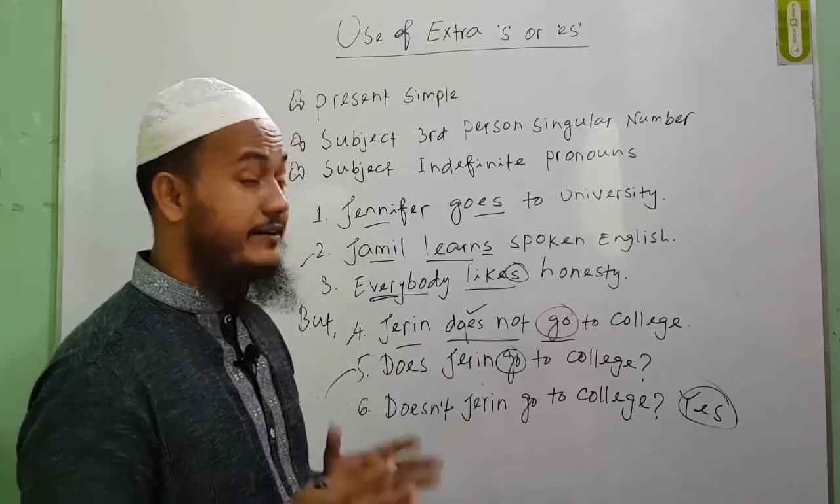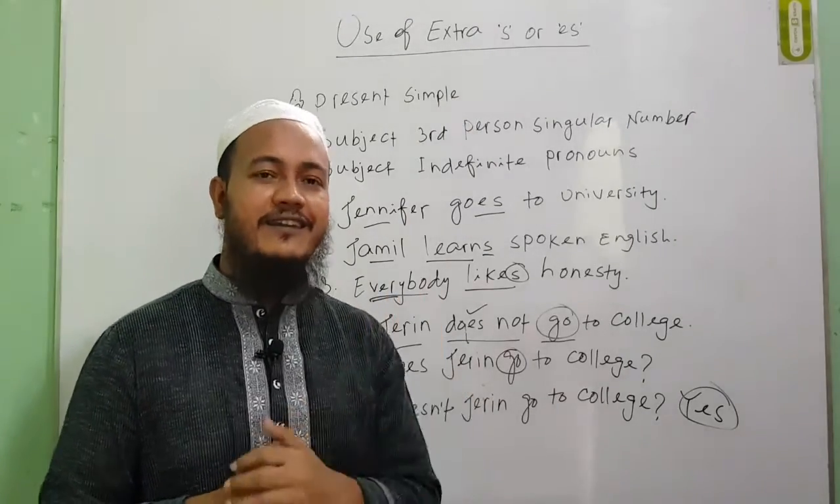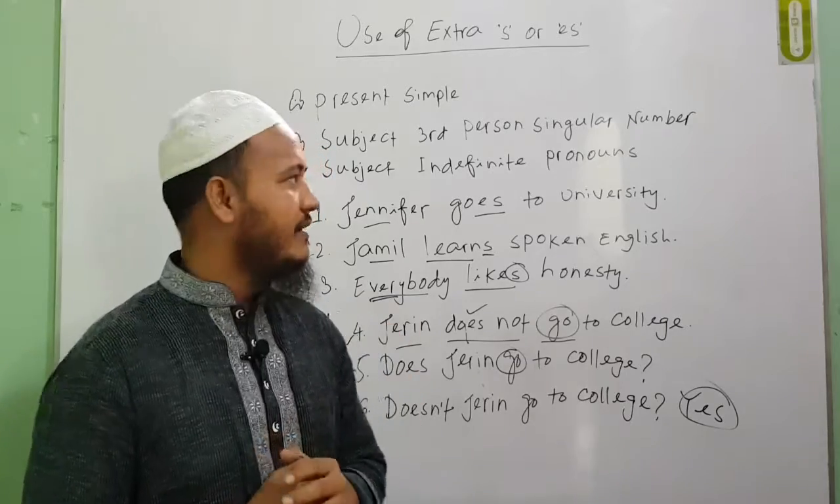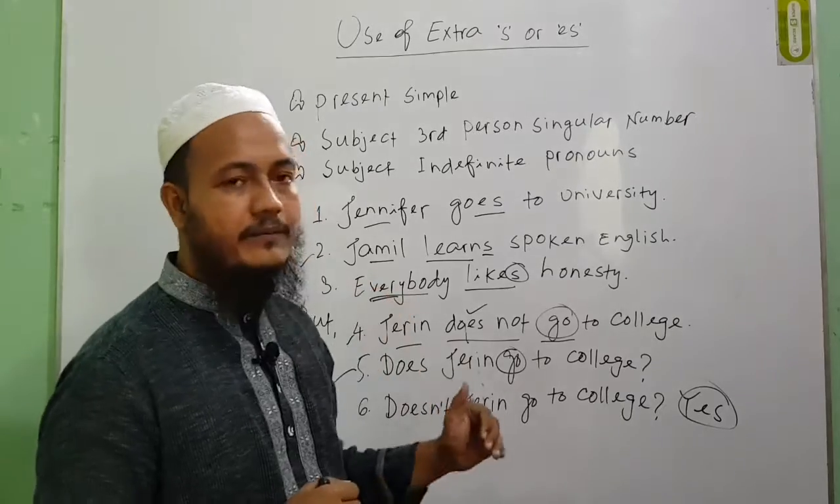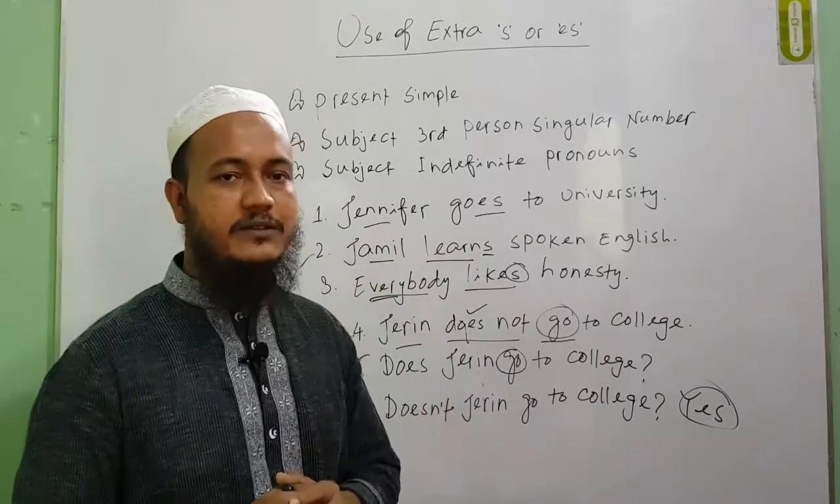So very simple. There is only one tense, that is present simple tense. And you use extra s or es with the main verb when your subject is third person singular number.